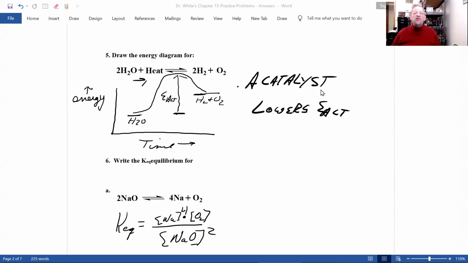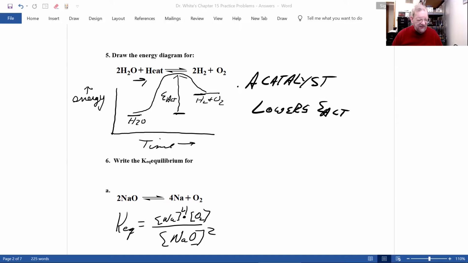And remember, look and read questions. If I ask what is a catalyst, then the answer is it's something that speeds up the reaction rate. If I ask how does a catalyst work, the answer is a catalyst works by lowering the activation energy.